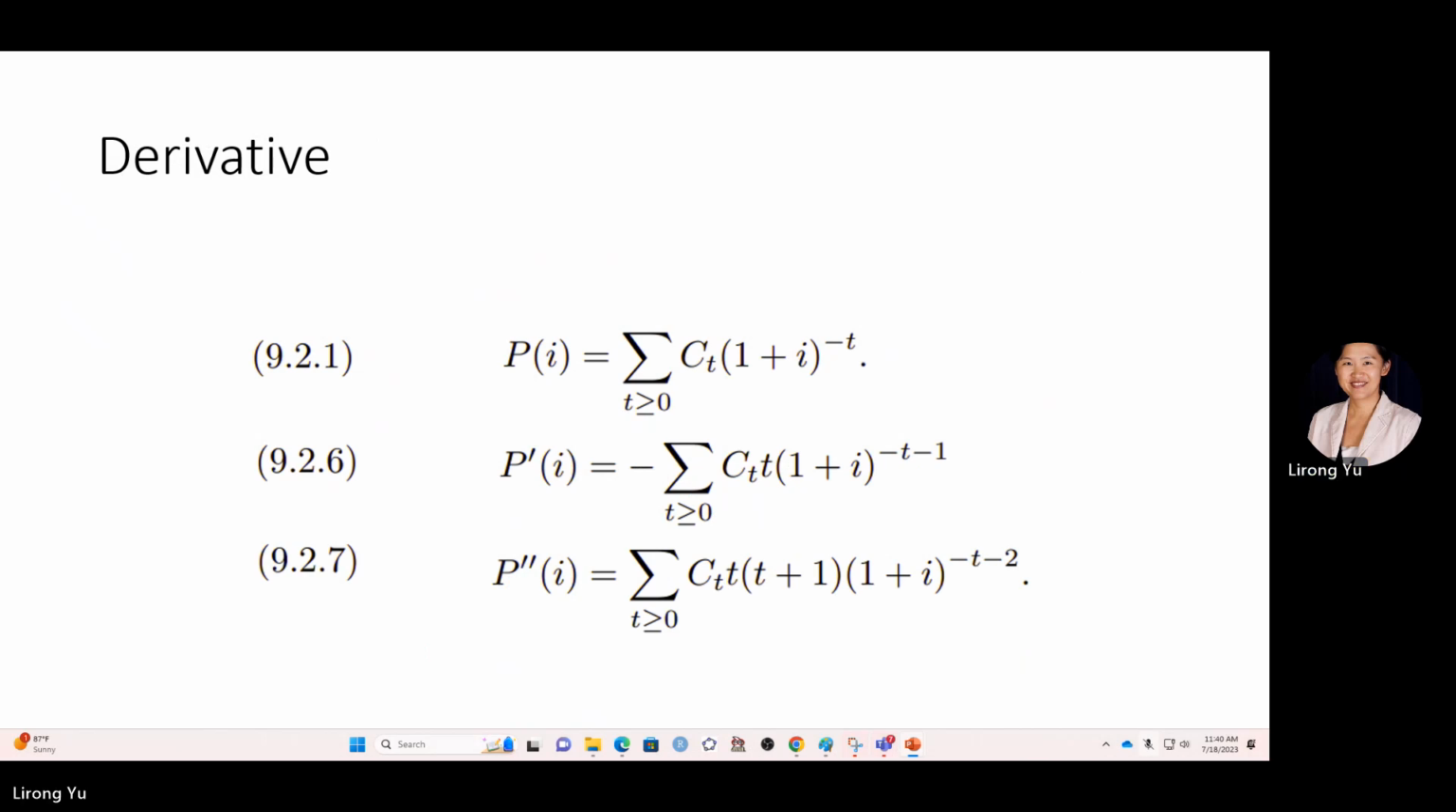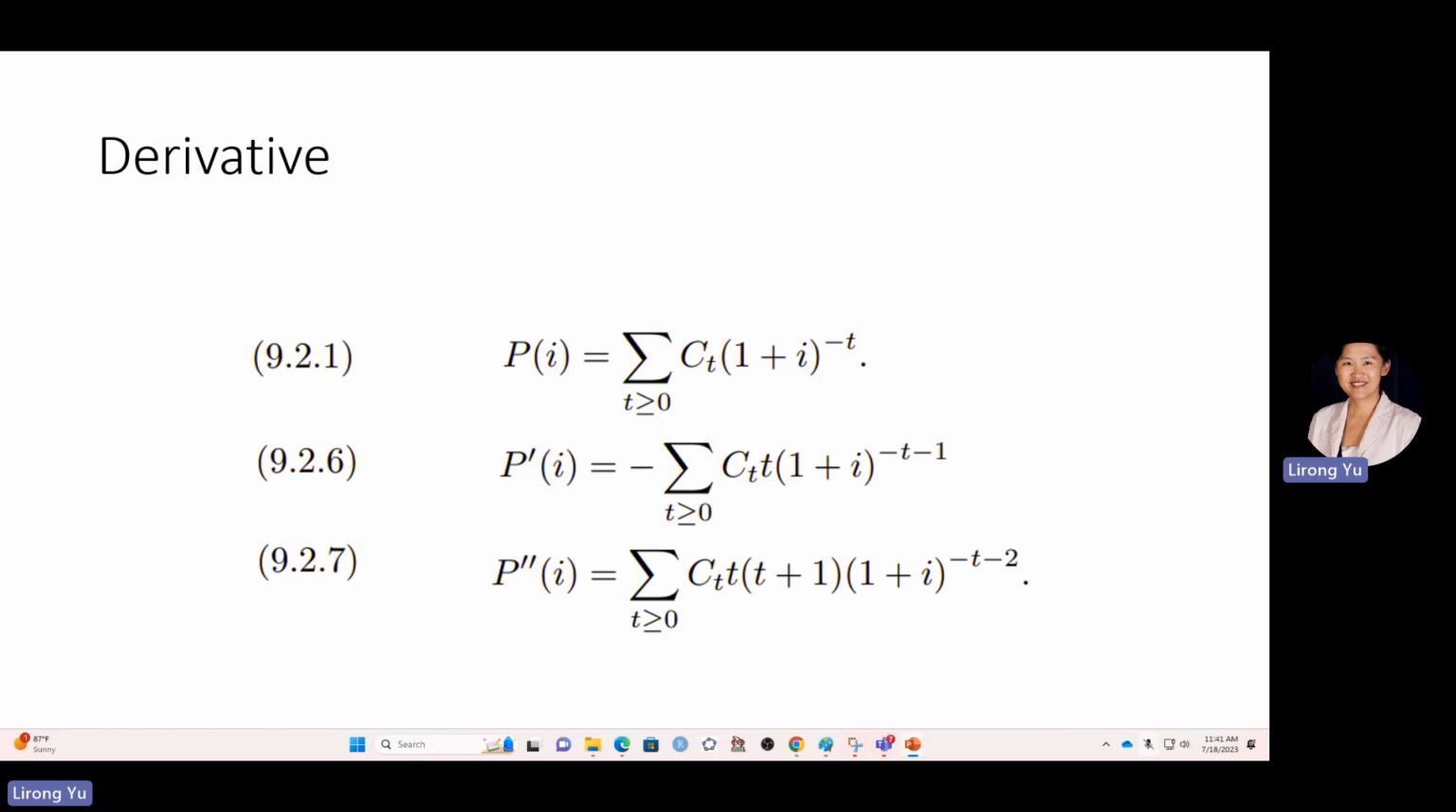Now we can also find the derivative of a function if the function has a Taylor expansion, a power series expansion. So P can be represented as the summation of C_t times (1 plus i) to the power of negative t. If you find the derivative of this function using the power rule, you get 9.2.6. If you find the second derivative of this function using the power rule, you will see 9.2.7.